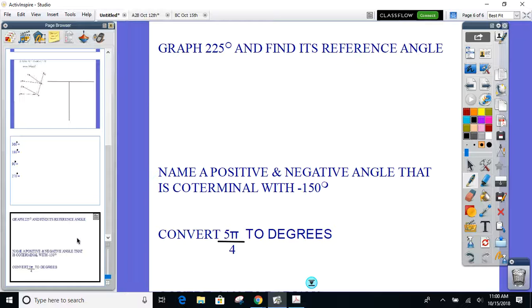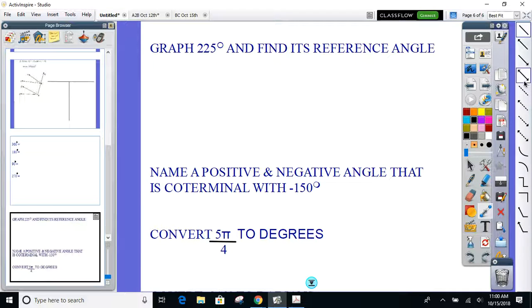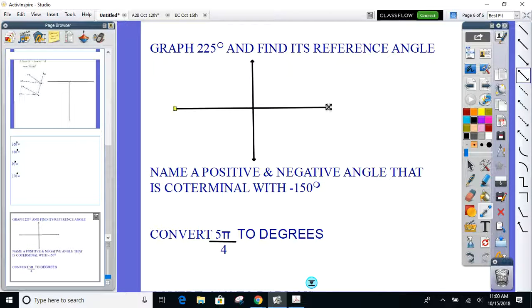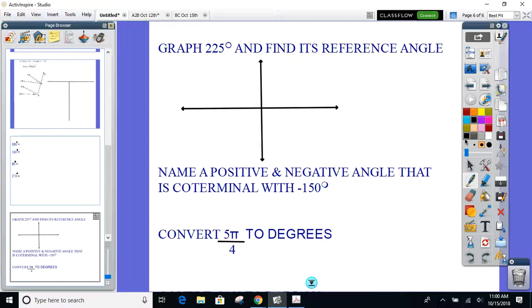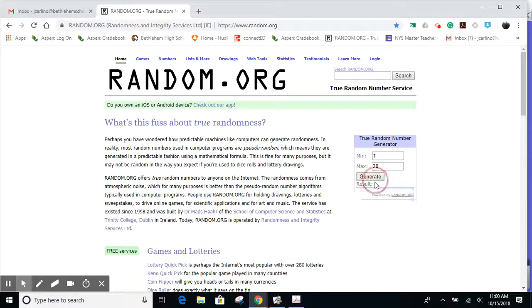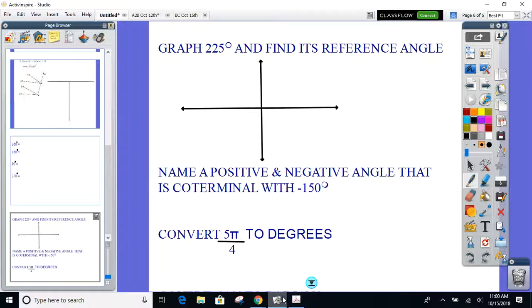First one, graph 225 and find its reference angle, all right? So I ask you to graph 225. Where is one side of this angle always going?